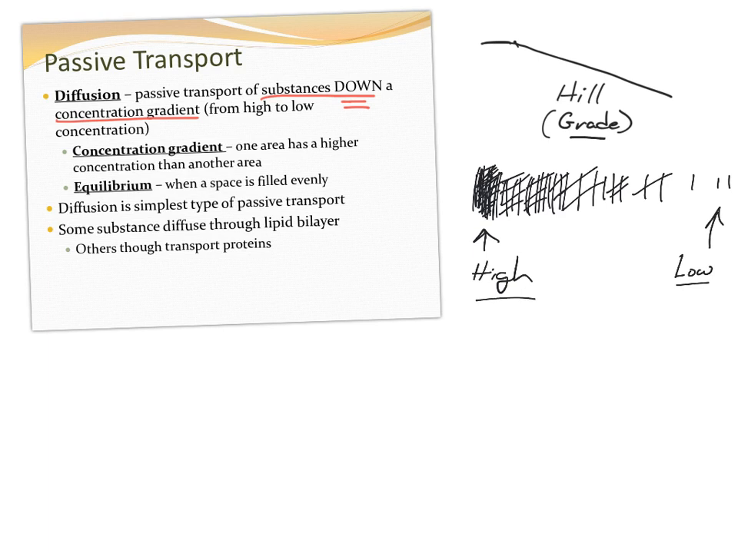Anytime you're going from high to low, we call it a gradient. I've used that word a lot, haven't I? Gradient, gradient, gradient. It's one of those important vocabulary words. So concentration gradient, substance, diffusion. A concentration gradient is the area where you have high to low. Anytime you have a separation between high concentration and low concentration, you will have a concentration gradient.